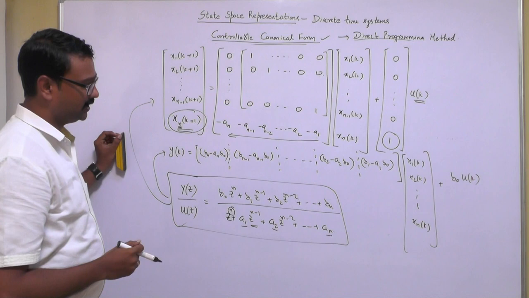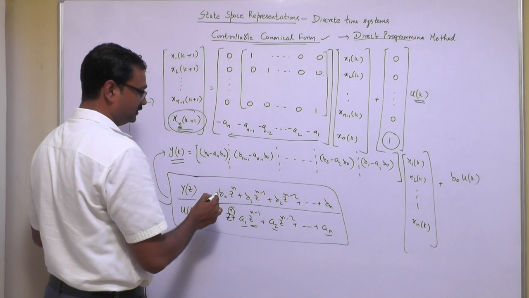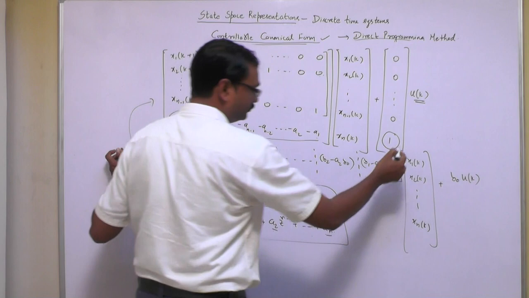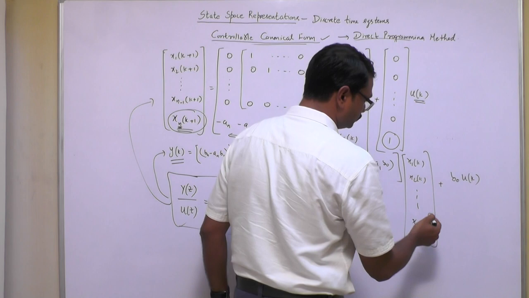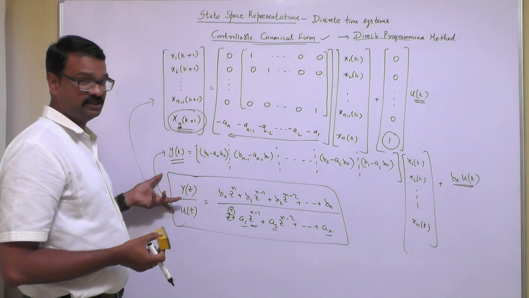the direct programming method. And the output y(k) is given by bn minus an into b0, b_{n-1} minus a_{n-1} into b0, similarly b2 minus a2 b0, and b1 minus a1 b0. That is what you have obtained, and this is the single row multiplied by the state vector, plus b0 u(k). So from this equation directly, if you are asked for the controllable canonical form, and not asked for the derivation, then you can directly write down the controllable canonical form without any problems.